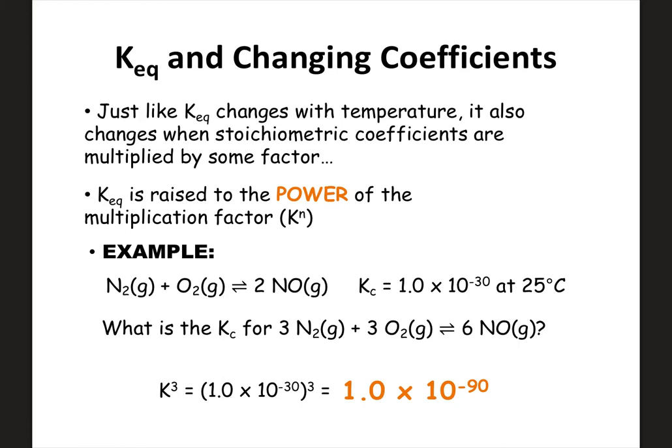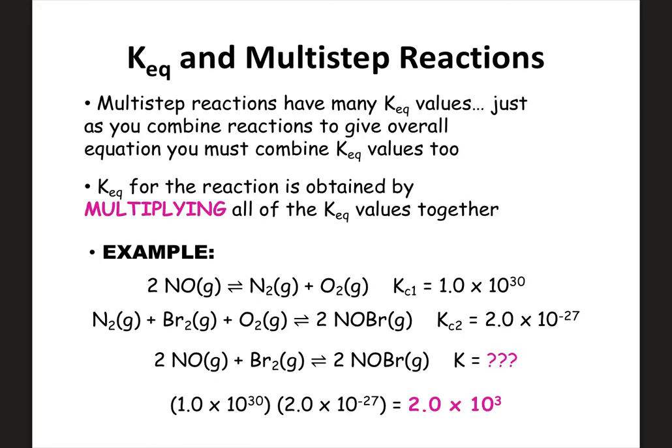All right. So it's very important that you understand anytime you multiply a number by a reaction, you have to take the Kc and raise it to the power of the number you multiplied by to get the new Kc for that reaction. If you have a multi-step reaction here, each of the steps will have a KEQ value. So just as you're combining and making these reactions add up to give you the overall reaction, you also have to combine your KEQ values.